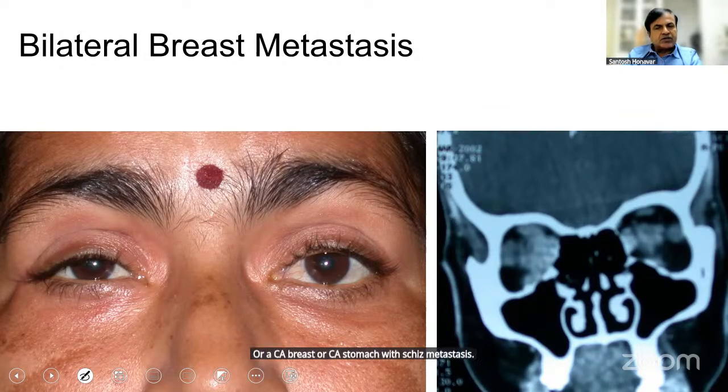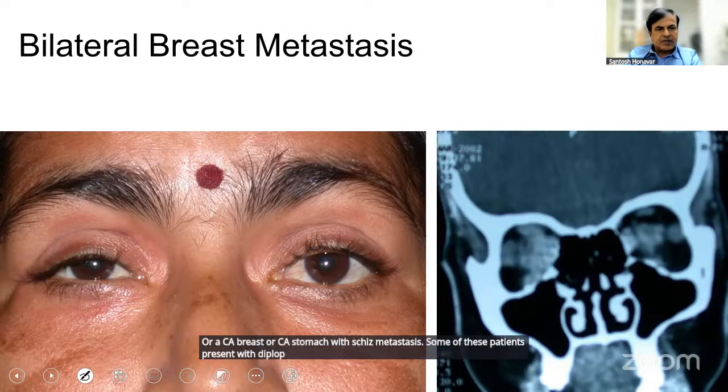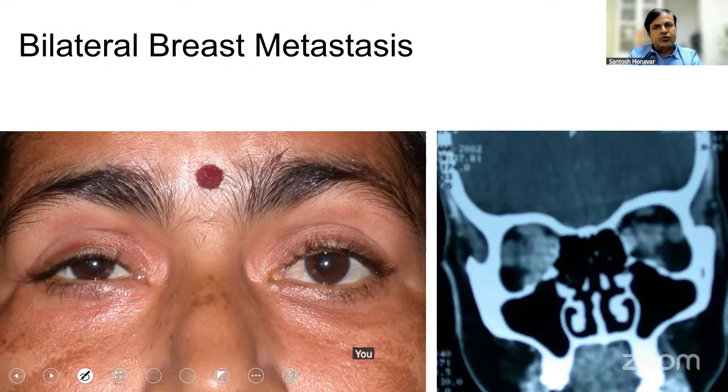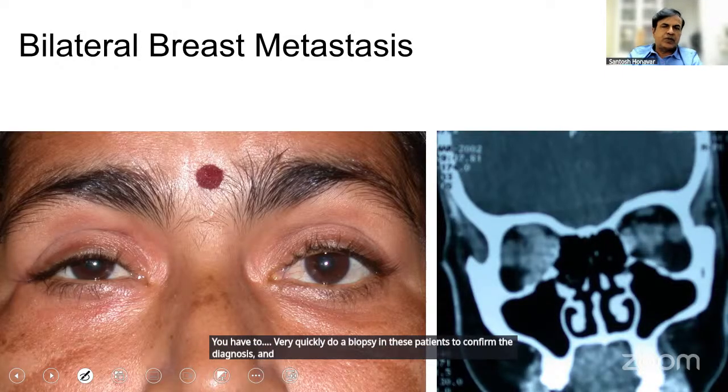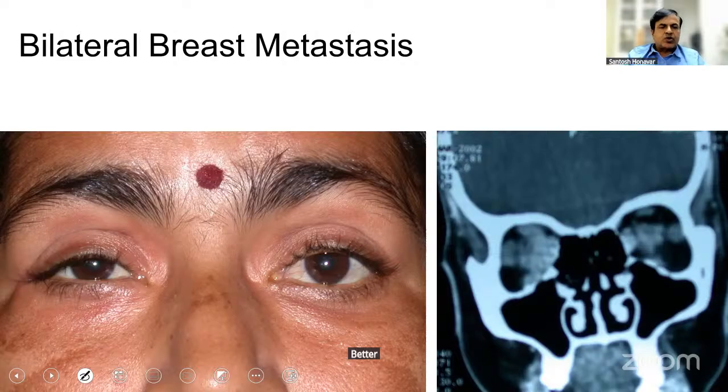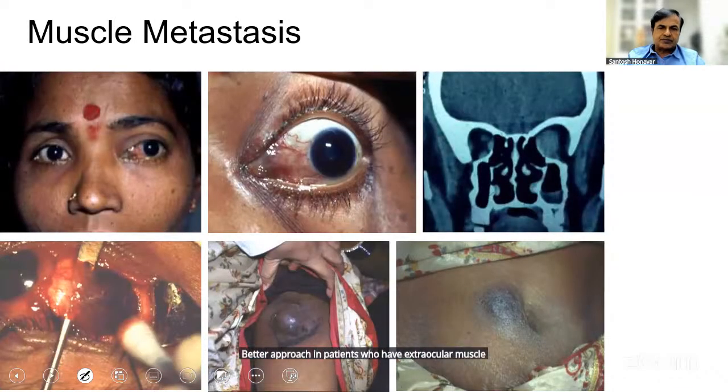Some of these patients present with diplopia as a symptom because they have ocular motility restriction because of desmoplastic activity of the metastasis within the extraocular muscle. You have to very quickly do a biopsy in these patients to confirm the diagnosis, and external beam radiation will be a better approach in patients who have extraocular muscle involvement.